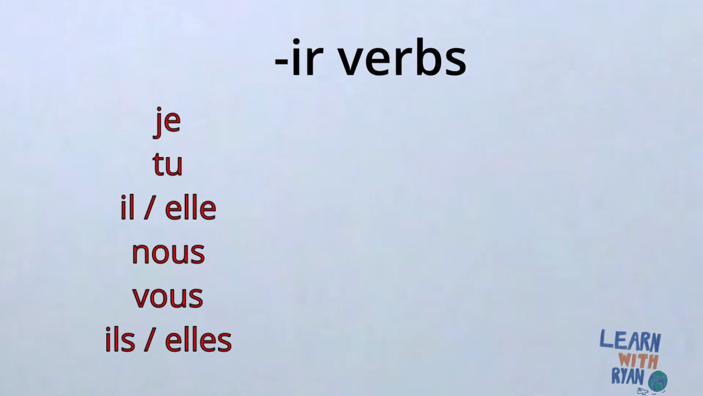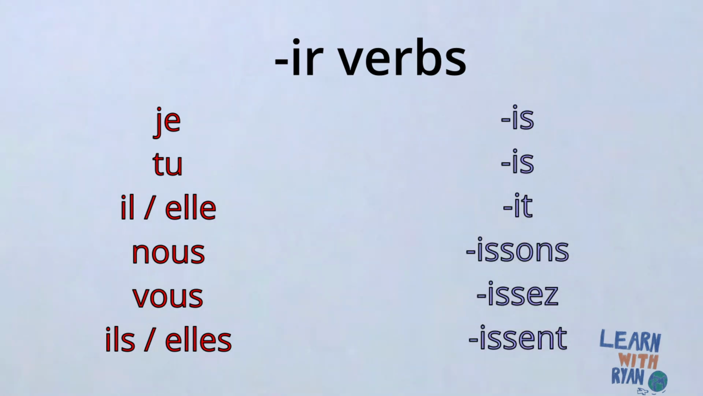So let's have a look at IR verb endings. So with IR verbs, we drop the IR and we add the following endings. For je, we add the letters IS. For tu, we add the letters IS again. For il, elle, we add the letters IT.